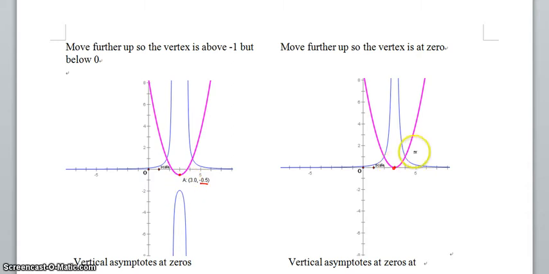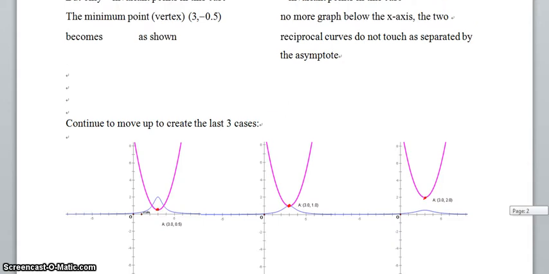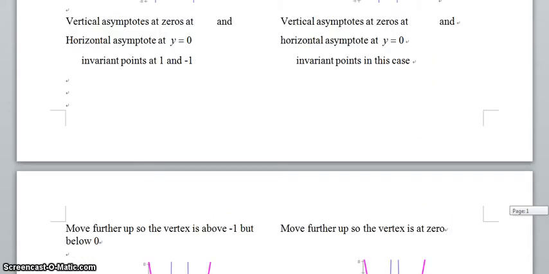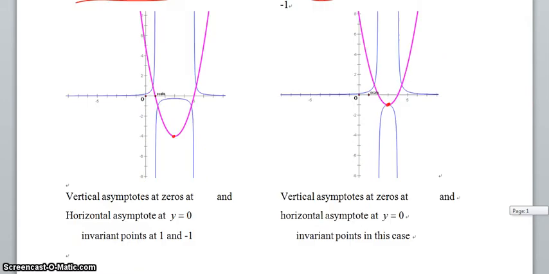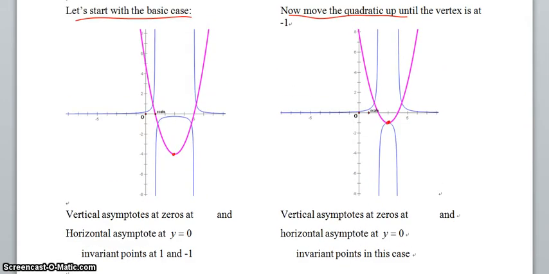And then there's one where it just touched 0. And then you keep moving on. It's located at 0.5, at 1, and above 1. Okay, so the 7 cases are created by just moving the graph up, by changing the vertex, just moving it up, and you create all 7 cases. Okay, let's look at the first case.